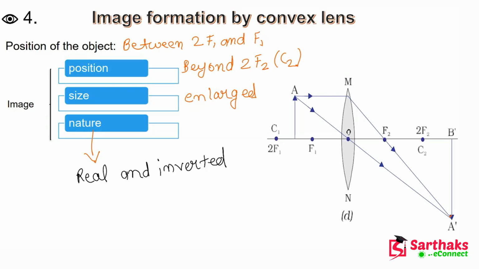Okay, real and inverted. And I again let you know that real images are always inverted. Don't get confused that I'm not explaining why it is inverted, because I already explained in the previous lectures why real images are always inverted and why virtual images are always erect. And you can also see it in this picture.